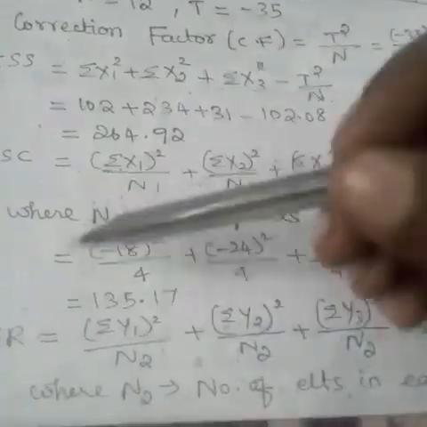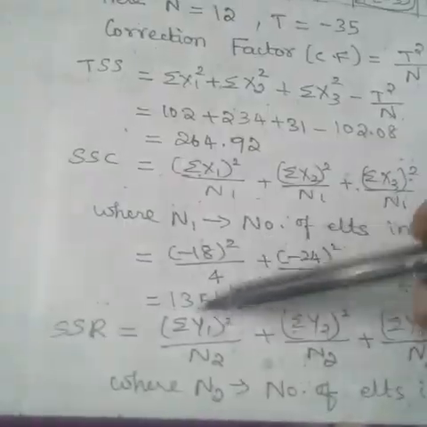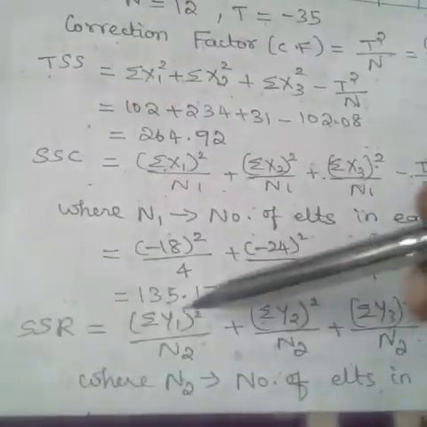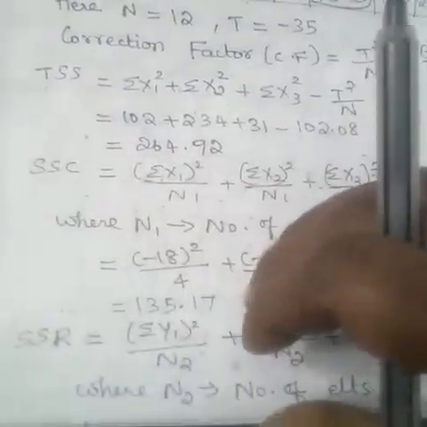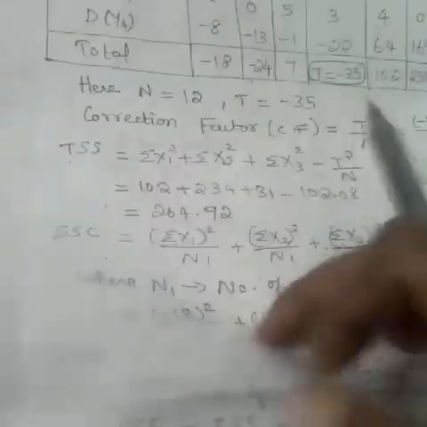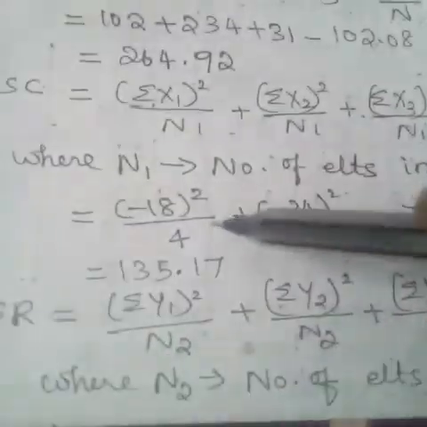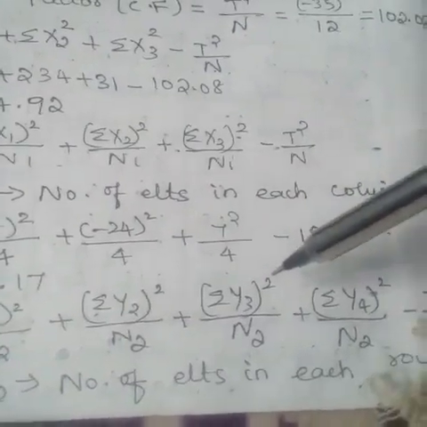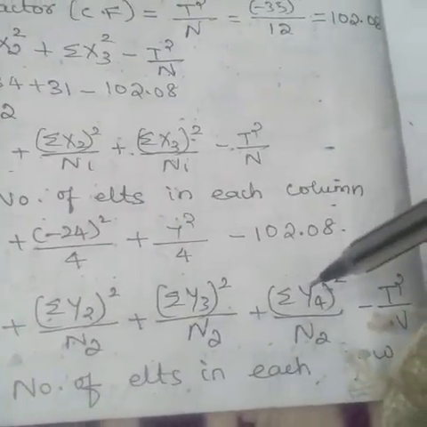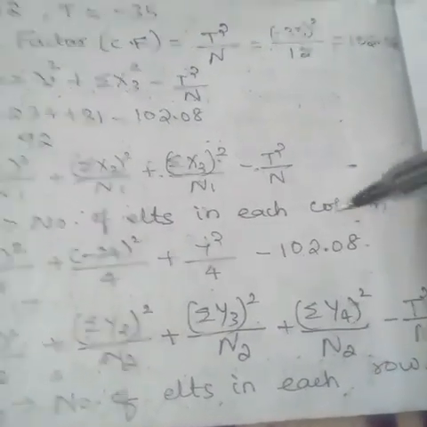So in each column we have 4 elements, so n1 is 4. Then simplify, we get SSC value. Then SSR, summation y1 the whole square. These are all the formulas we already saw in the classification procedure. So summation y1 the whole square by n2 plus summation y2 the whole square by n2 plus summation y3 the whole square by n2 plus summation y4 the whole square by n2 minus T square by n.